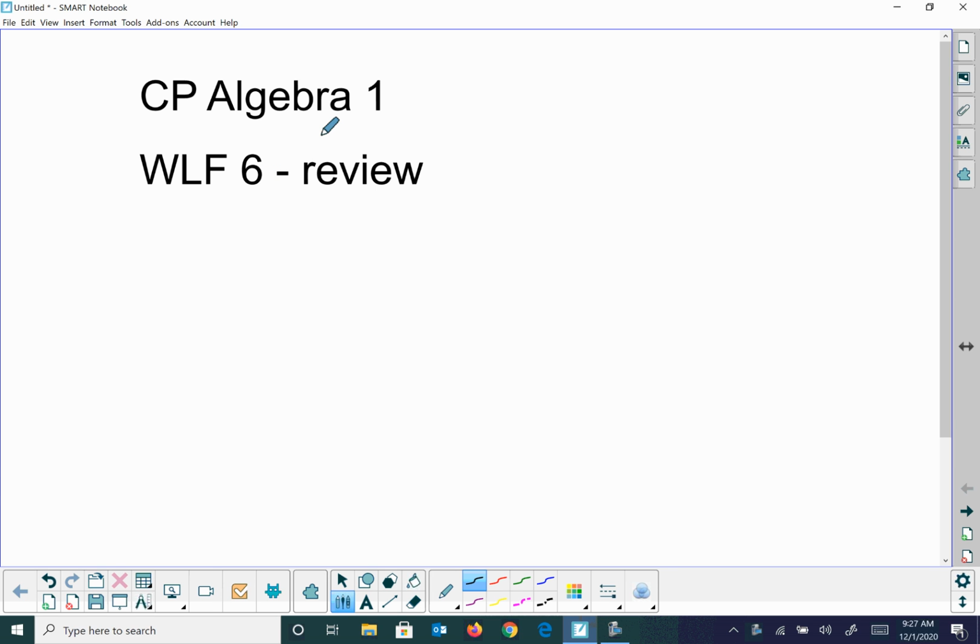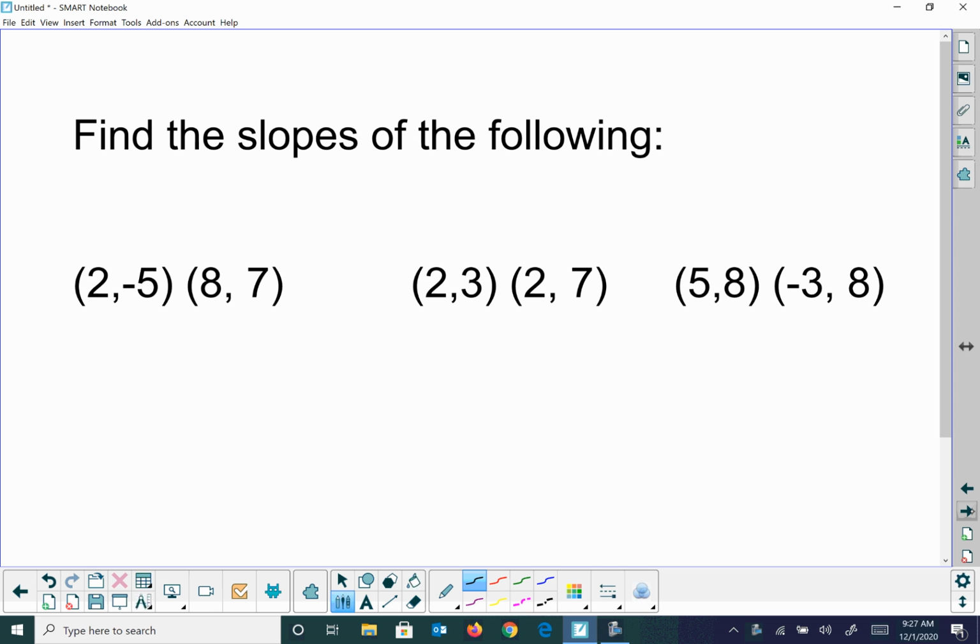So this is kind of just some review of what we've been working with. Let's see how we do with this. So we want to find the slopes of the following. So we have to remember that the slope equation is this.